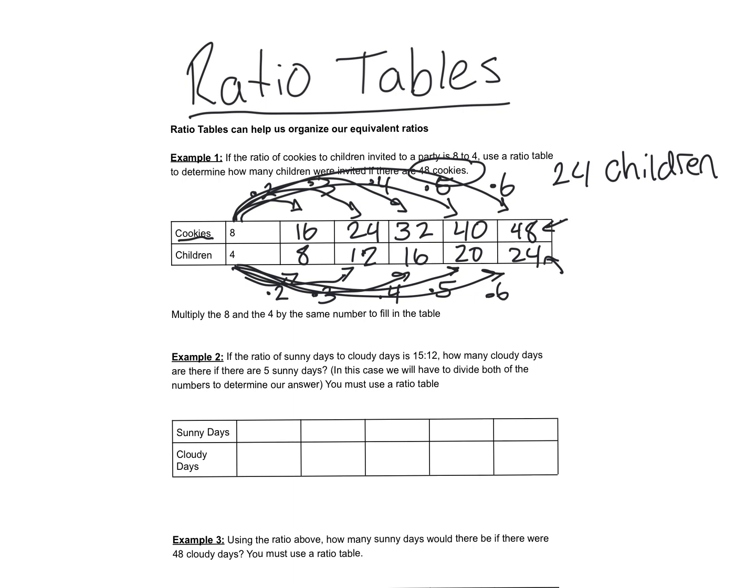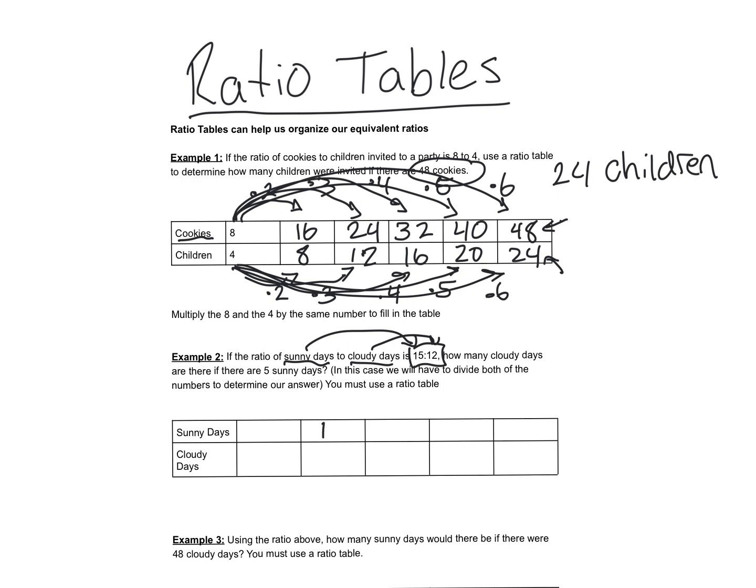In this next example, it says if the ratio of sunny days to cloudy days is 15:12, how many cloudy days are there if there are 5 sunny days? In this case, we'll have to divide both of the numbers to determine our answer. And we're going to use a ratio table. So I'm going to fill in my ratio into my table. So sunny days is 15, cloudy days is 12. So 15 is going to go in my top row here, and 12 is going to go in my bottom.